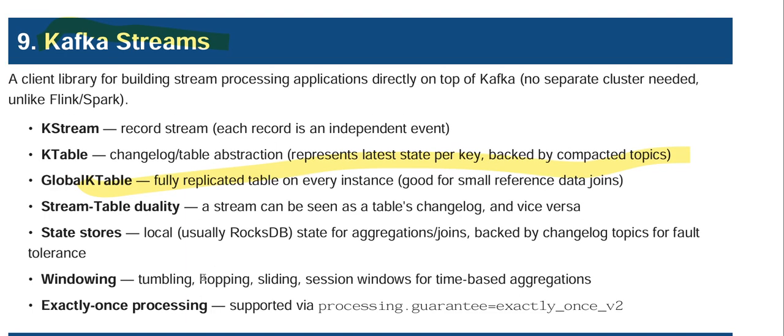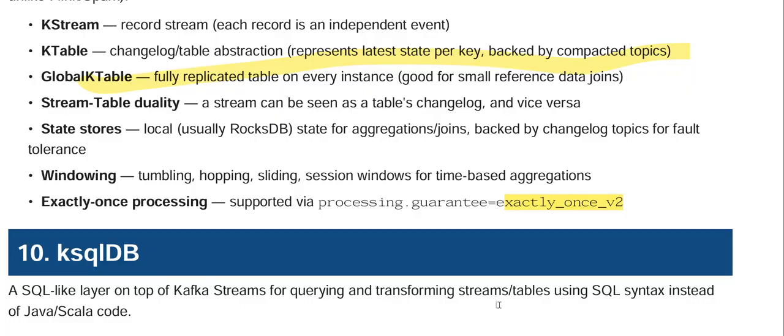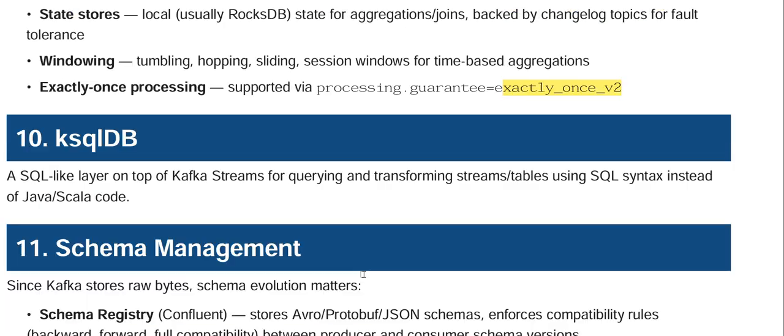We also have a mechanism called exactly-once processing, supported via the processing.guarantee setting, which guarantees exactly-once for the topics we have in the system. Then we also have ksqlDB, which we mostly do not use, but in Java we sometimes use a SQL layer on top of Kafka Streams, querying and transforming streams and tables with SQL syntax instead of Java code. So we use ksqlDB there.